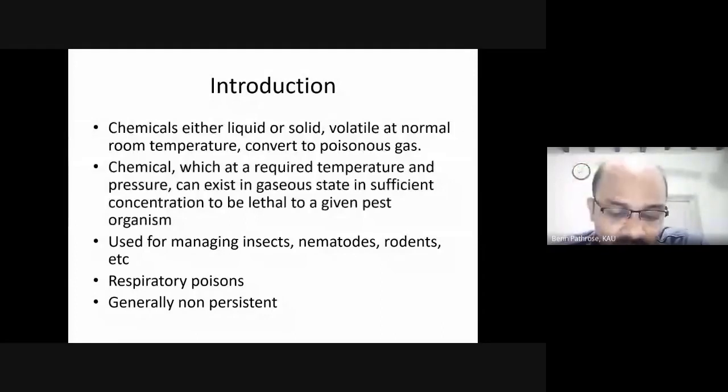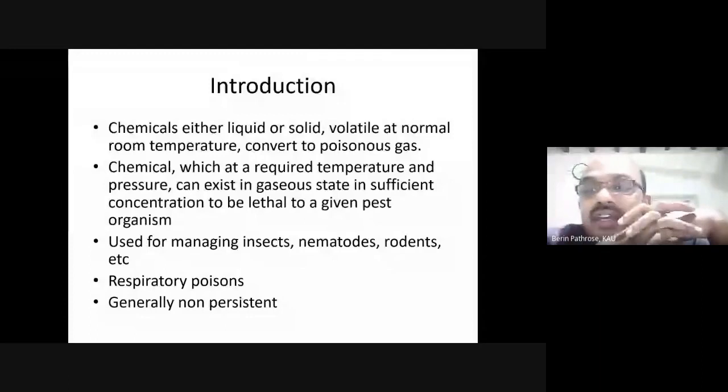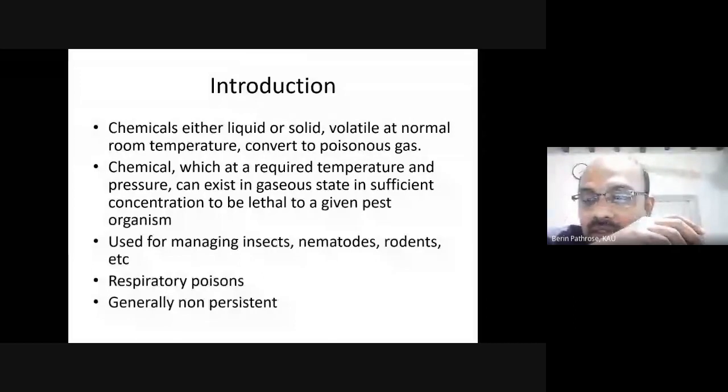One inherent property of almost all fumigants is that they are toxic to almost all organisms, not only to insects. And all of them are respiratory poisons. That means they are inhaled through the respiratory tract and act on the respiratory system. Another typical feature of fumigants is that they are generally non-persistent. That means it is gaseous in nature. So once you keep a fumigant outside, it will get dissolved into the environment pretty quickly.